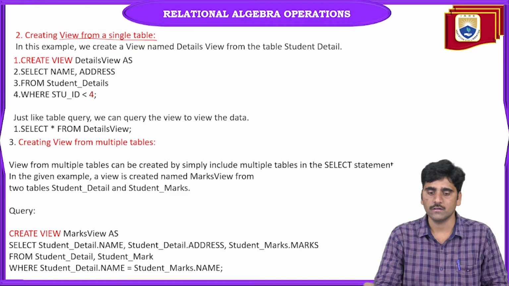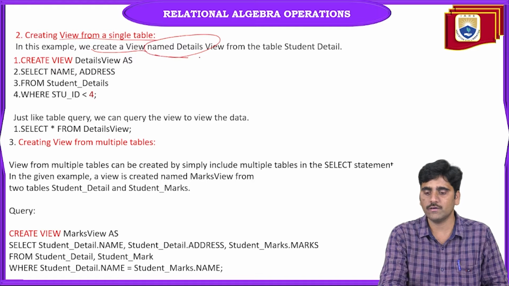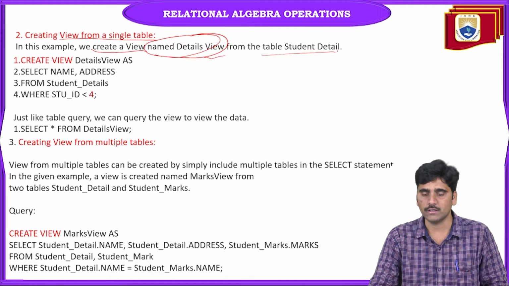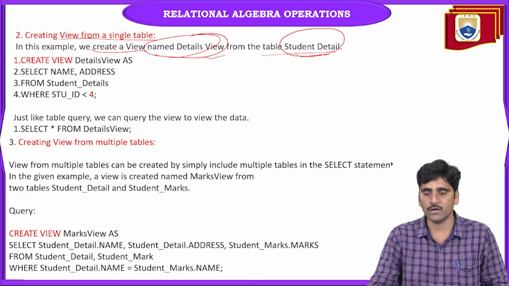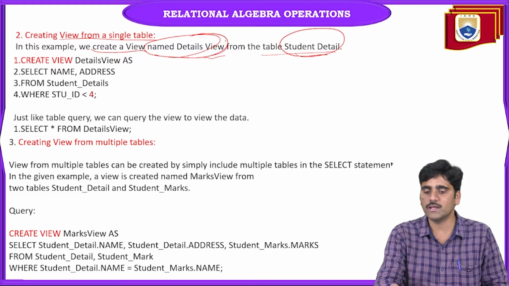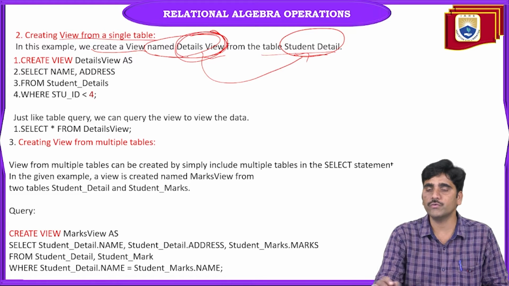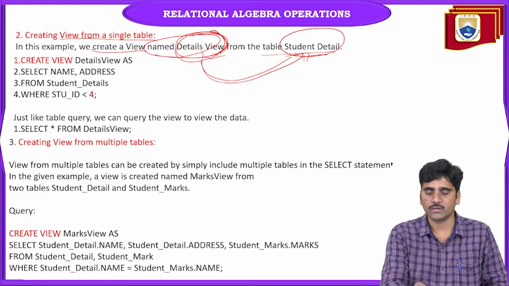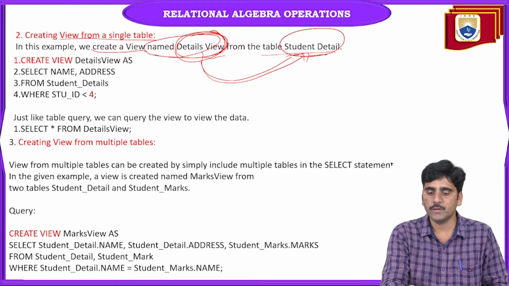Let's see how, in this example, we create a view named DetailsView from the table StudentDetail. StudentDetail is table 1, and we are going to create the DetailsView for the StudentDetail table. As the syntax follows, CREATE VIEW, and what is the view name?